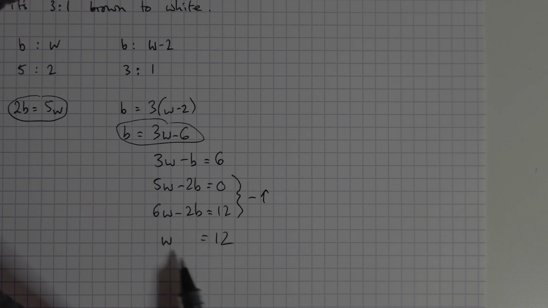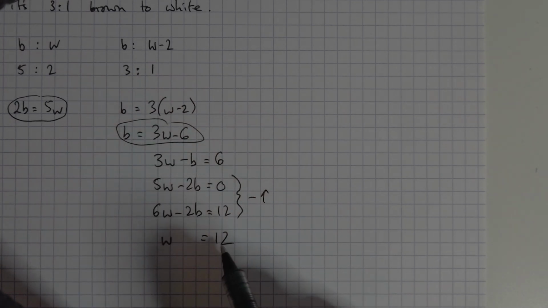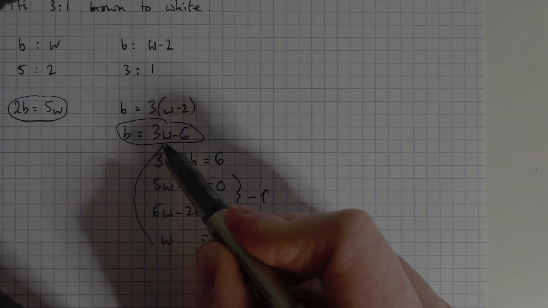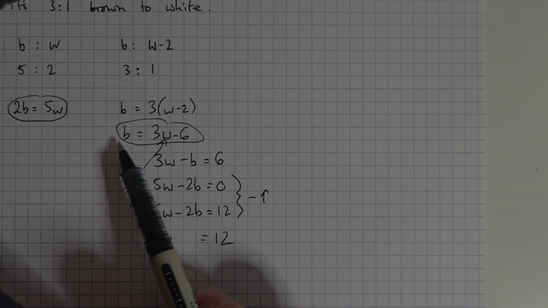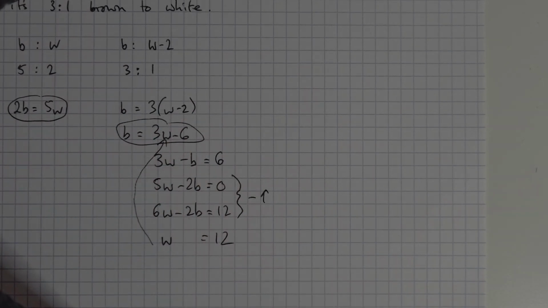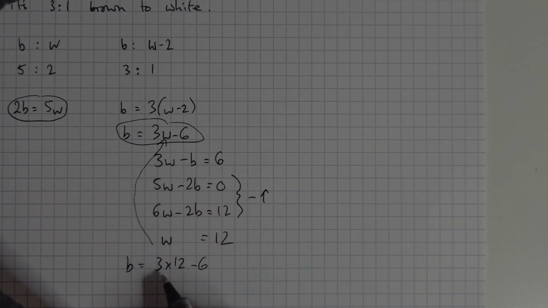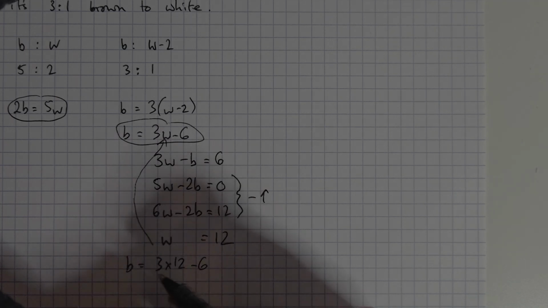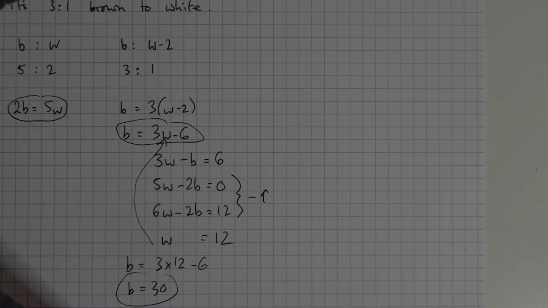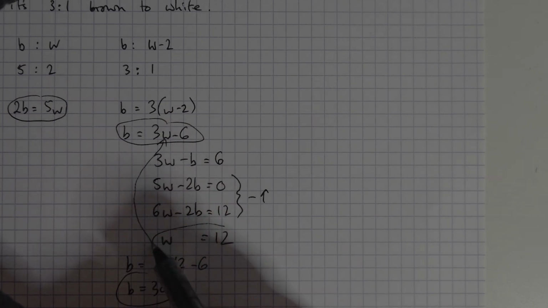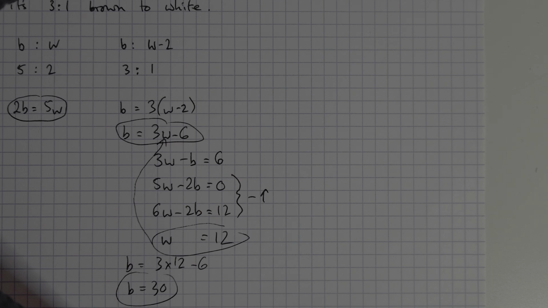I can put this anywhere I like. Maybe I'll substitute w equals 12 straight into here because it already says b equals, but you can put it into any of the equations you've found, it should still work. So I know that b equals 3 times w, so 3 times 12 take 6. 3 12s are 36, take 6 is 30, so b equals 30. That's telling me that originally then there were 12 whites and 30 browns.